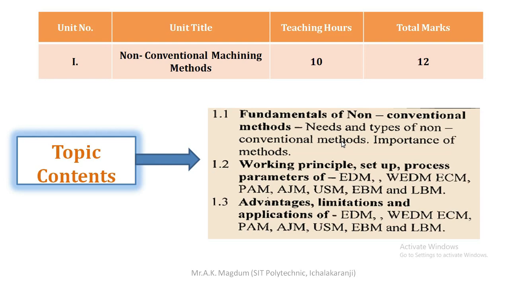Under 1.2, working principle, setup, and process parameters of processes such as EDM, wire EDM, ECM, plasma arc machining, abrasive jet machining, USM, meaning ultrasonic machining, EBM, electron beam machining, and LBM. Next, 1.3: advantages, limitations and applications of these above various machining processes.